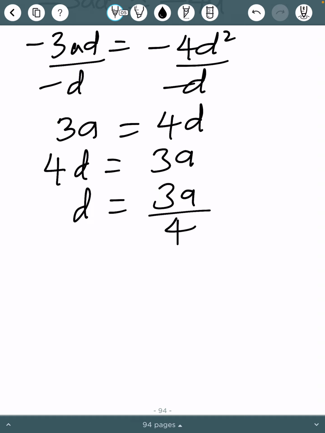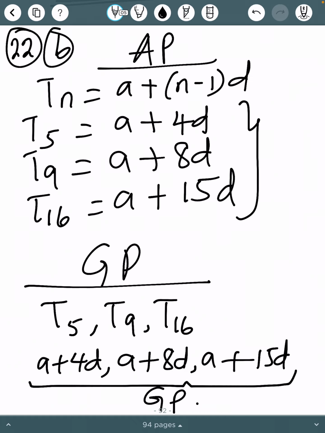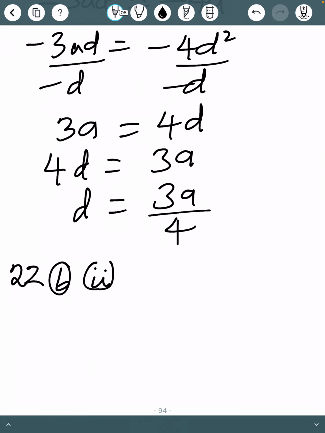So let me now go to B, Roman number 2, 22b, Roman number 2. This was 22b, Roman number 1. Let's continue with 22b, Roman number 2. It says show that the 21st, 37th, and 65th terms of the linear sequence are consecutive terms of an exponential sequence whose common ratio is 7 over 4.